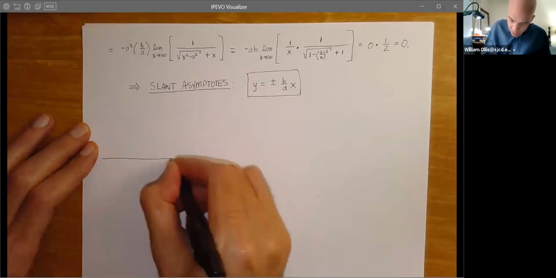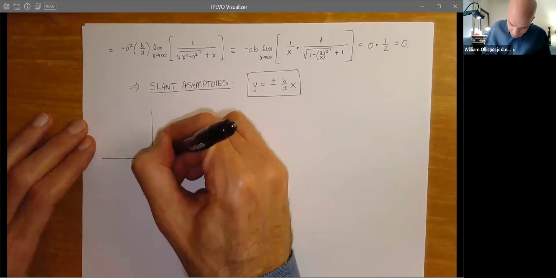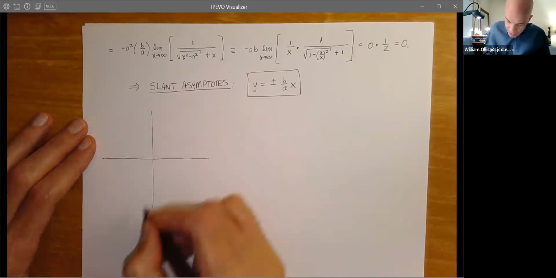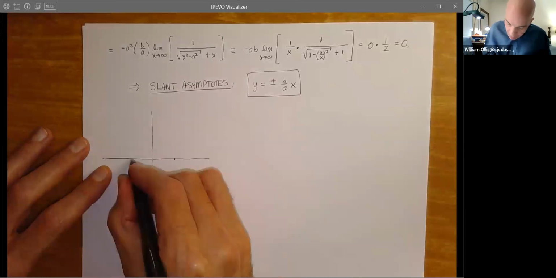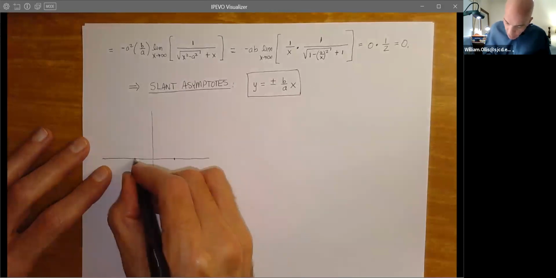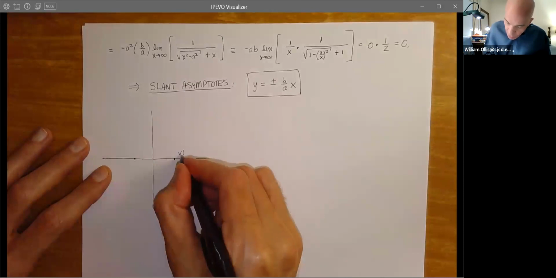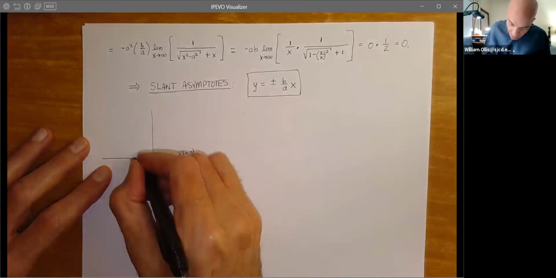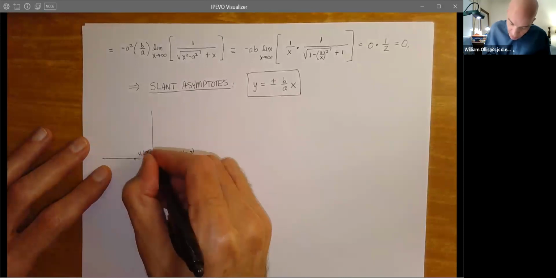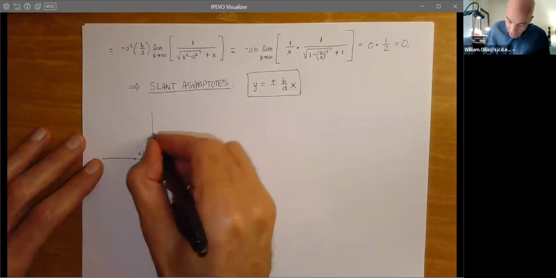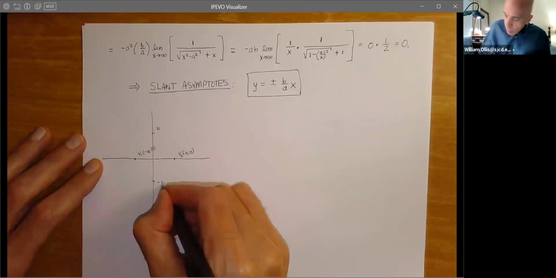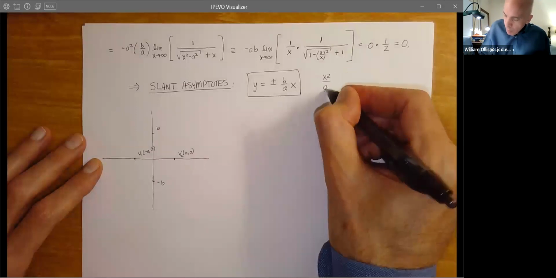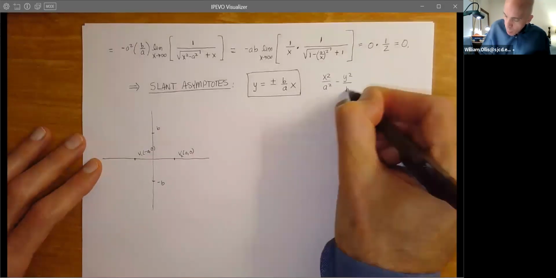Let's just do a general picture of this, and then it's the recipe to do any example. So for instance, we can think of our vertex 2, (a, 0), and then vertex 1, (negative a, 0). And then, of course, we'll have the y-intercepts, b and negative b. So we've got x squared over a squared minus y squared over b squared equals 1.